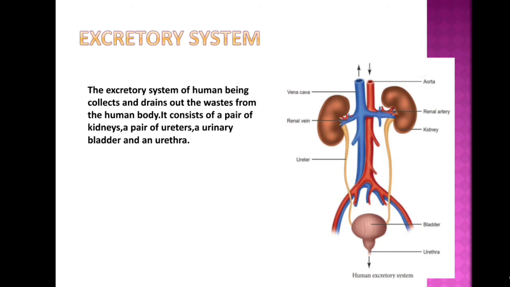It collects and drains out the waste from the human body. Here in the picture you see it consists of a pair of kidneys, a pair of ureters, a urinary bladder and a urethra. So this is the whole excretory system of the human being. Now let us know these organs one by one in detail.